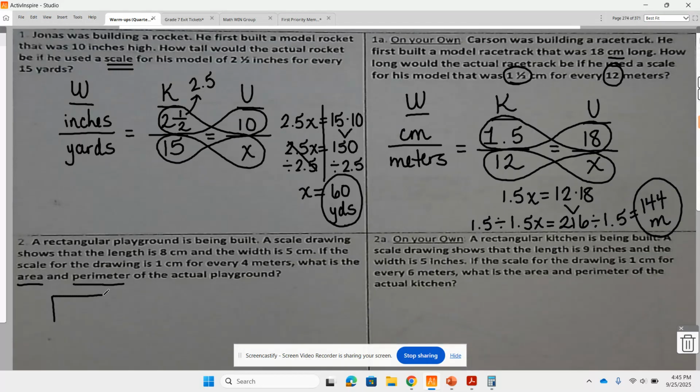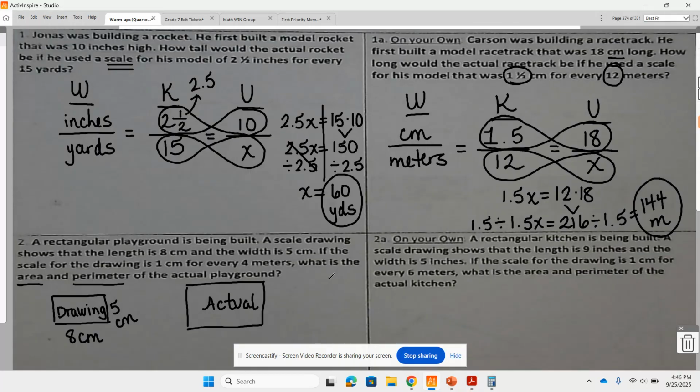All right, well, let's draw a little picture of this. So we've got a little model of the playground, length of 8 centimeters and width of 5 centimeters. Okay, so this part is kind of like our little drawing. Okay, the actual playground in the real world, we're just going to make like a bigger rectangle, but again, in the real world, it's going to be humongous, right? Okay, so our actual playground, we need to figure out using our scale.